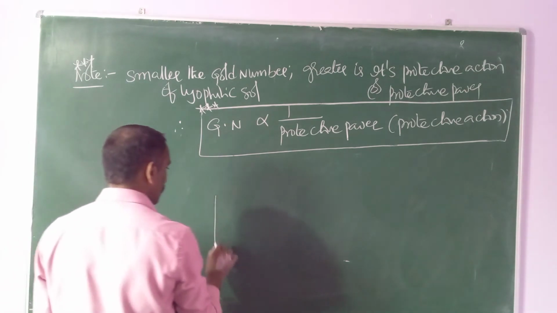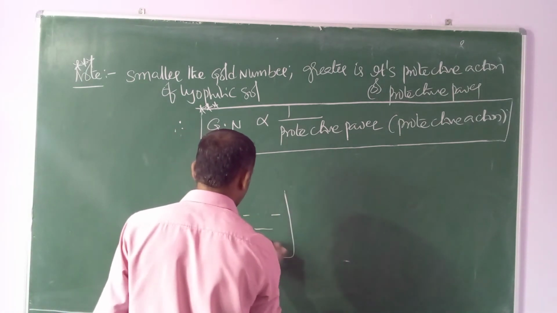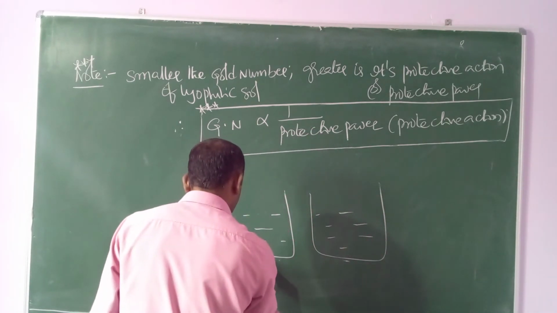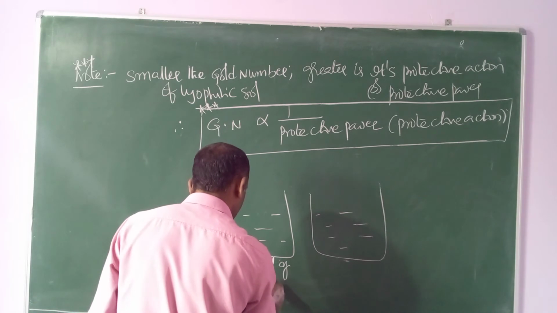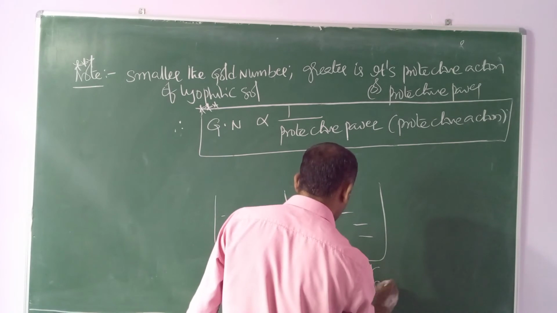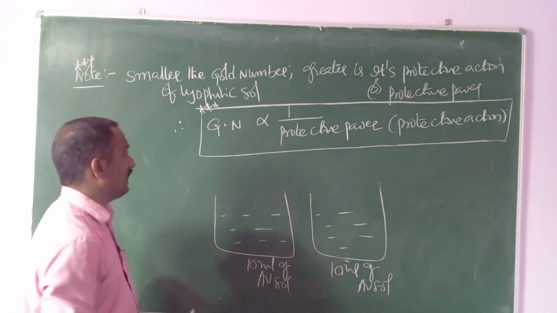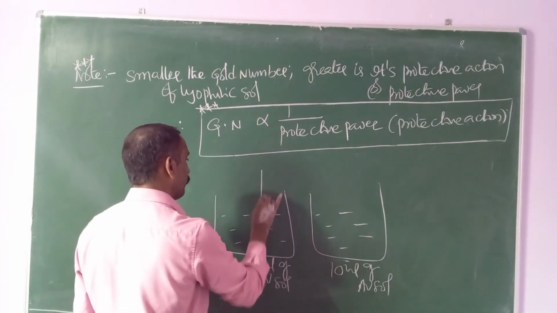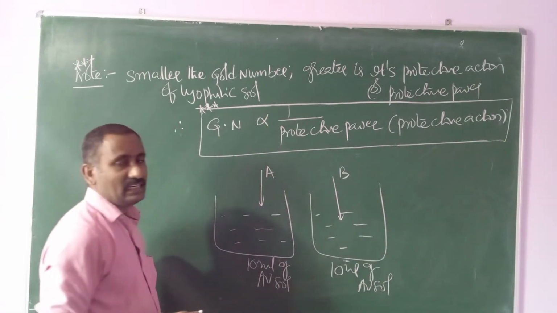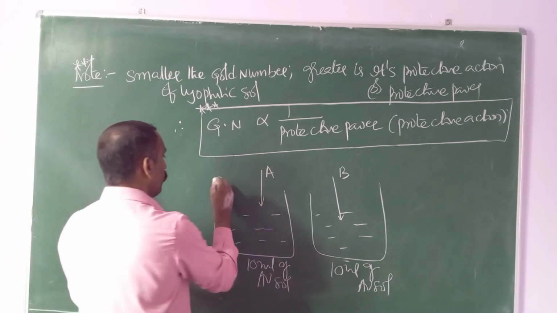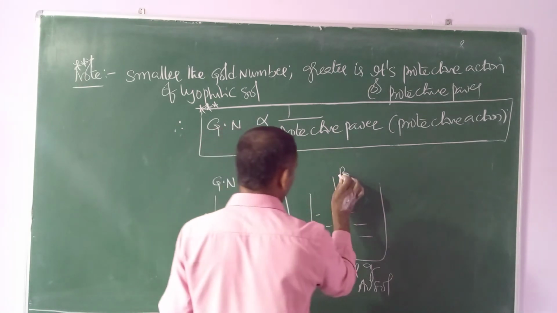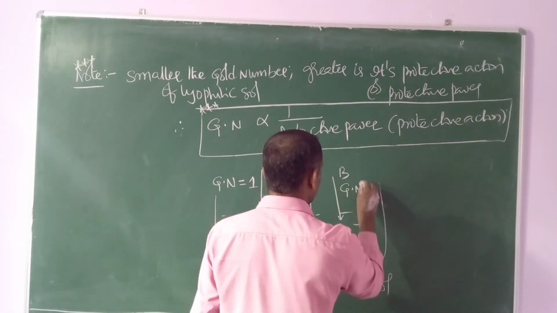For understanding purposes, I am considering 10 ml of gold sol in both cases. Just for understanding, here we are adding two lyophilic sols, lyophilic sol A and lyophilic sol B. For lyophilic sol A, the gold number is 1. For lyophilic sol B, the gold number is 10.